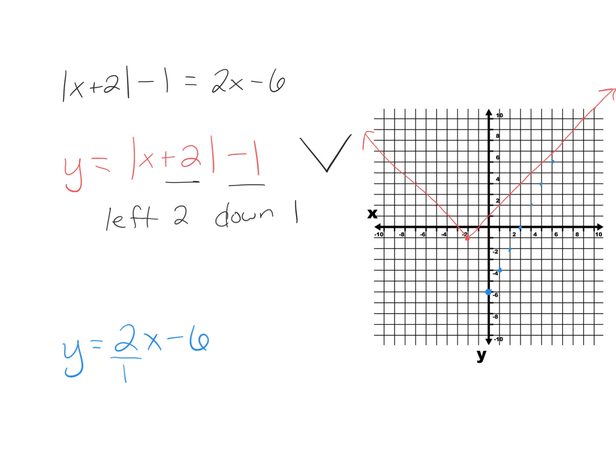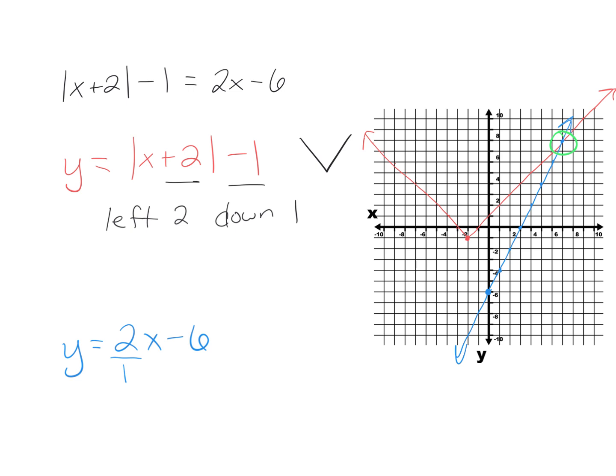How many solutions are we going to have? One. We're going to have one solution. Why does this line not go this way? Because it's not an absolute value, right? That's why that line is not a V. Okay, so we have one solution.